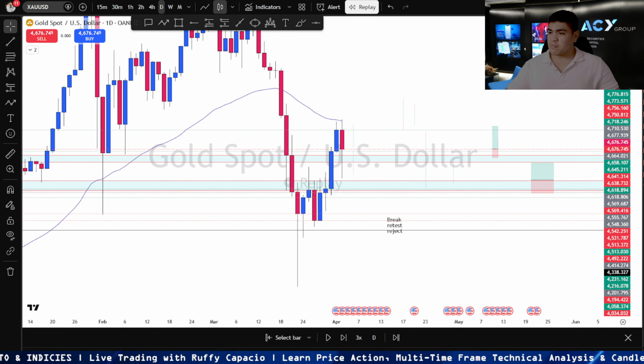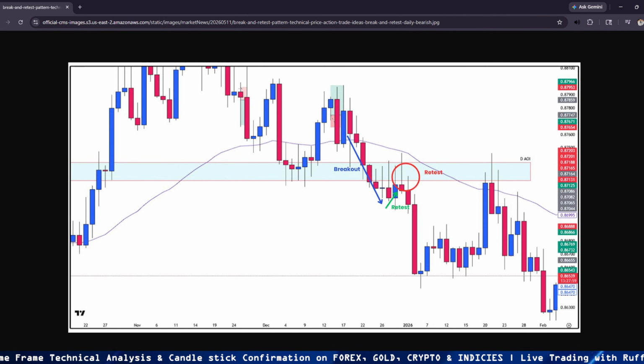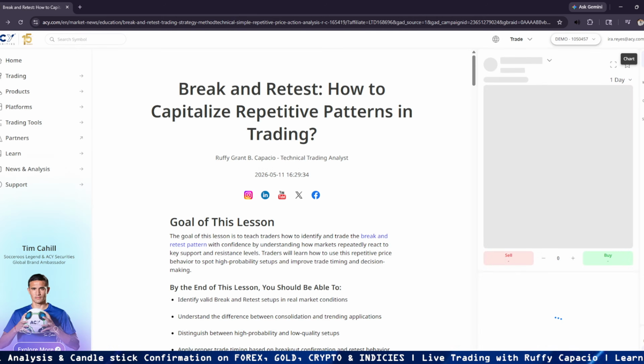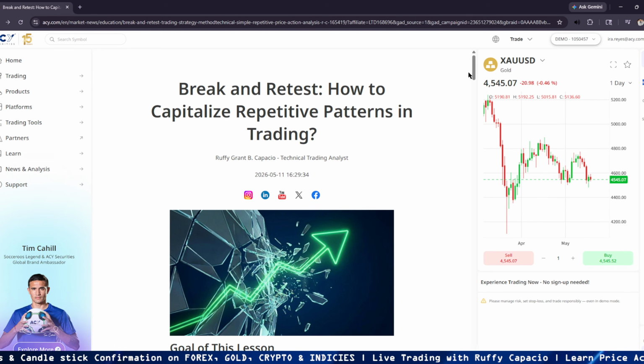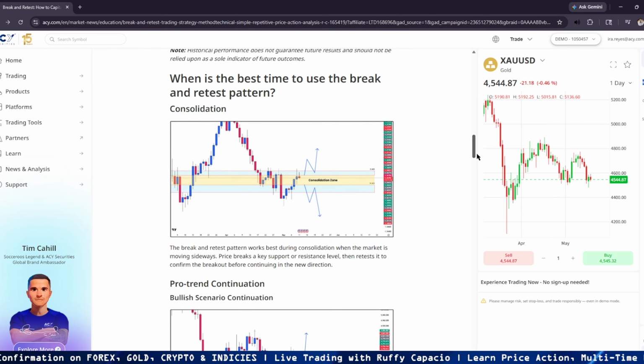Now, I have explained the break and retest pattern, as you can see here on this break and retest educational series that I posted on the ACY website. I have explained here when we should use the break and retest pattern, right? So if you're wondering when you could use this pattern, let me show you guys the best time to use the break and retest.